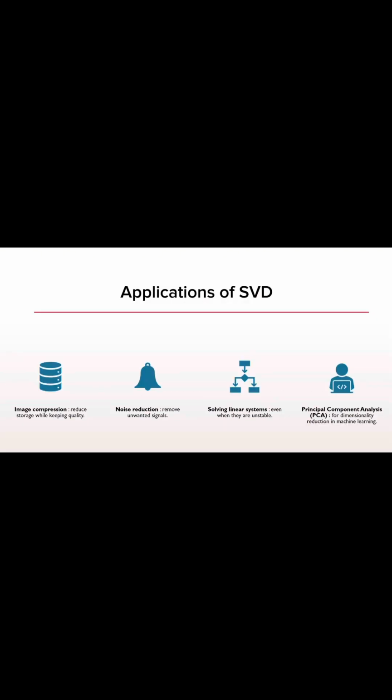Now let's talk about the applications of SVD. First of all, image compression, secondly noise reduction, third solving linear systems, and fourth principal component analysis. Image compression means it reduces the storage while keeping quality, and noise reduction means it helps in removing unwanted signals. Solving linear systems means that even when they are unstable, it helps in solving them. And last but not the least, principal component analysis is used for dimensionality reduction in machine learning.